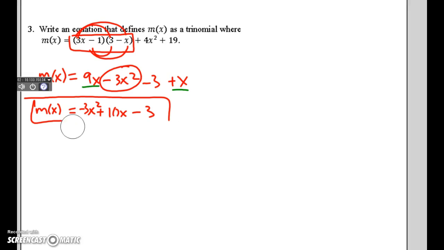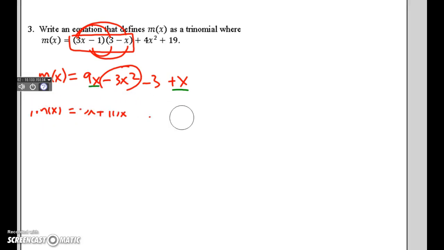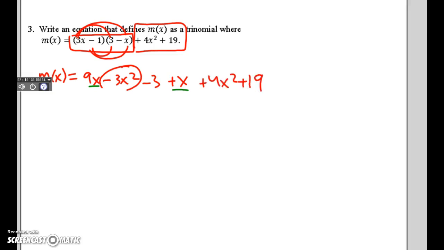Okay, so actually, we forgot to go back and add these. So we have plus 4x squared plus 19. So we're not done yet. We need to bring everything else down. So what we've done is we've done the double distribution, but we can't forget about those two extra terms that are part of my function m of x. So let's go ahead and rewrite this: 9x minus 3x squared minus 3 plus x plus 4x squared plus 19.